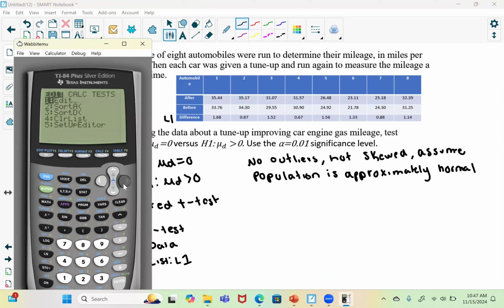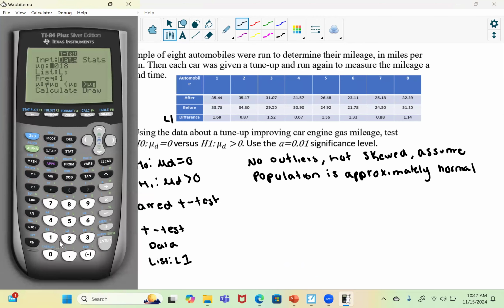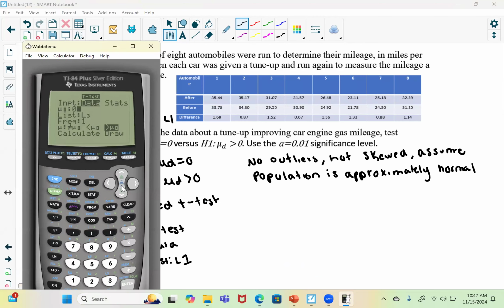So we're going to go to stat, test, t-test, okay. Data, we put our null value. So our null value for this one is always assuming the difference is 0. And we're going to put our list as L1.